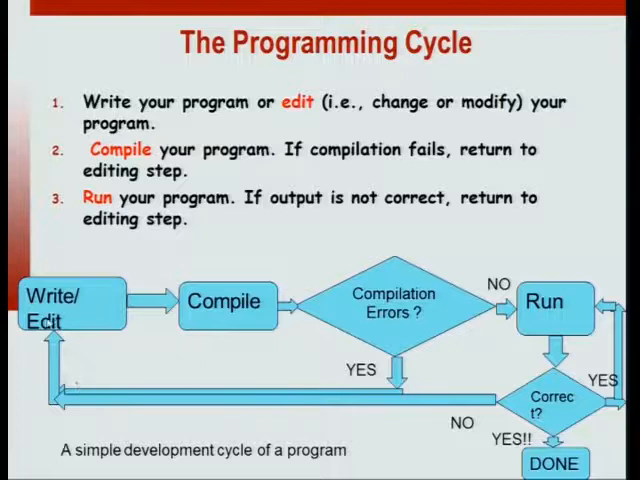So you edit the program first, then compile it. If there are compilation errors, you go back and edit it again. Otherwise, you run the program. When you run the program, if the logic is correct, then you're done. If your logic is incorrect, then you go back and make changes to the program, compile it and run it again. So this is the process that we have to follow when we are programming. We look at each of these steps one by one.